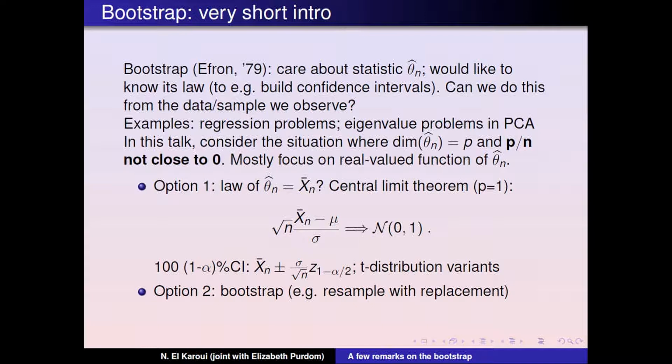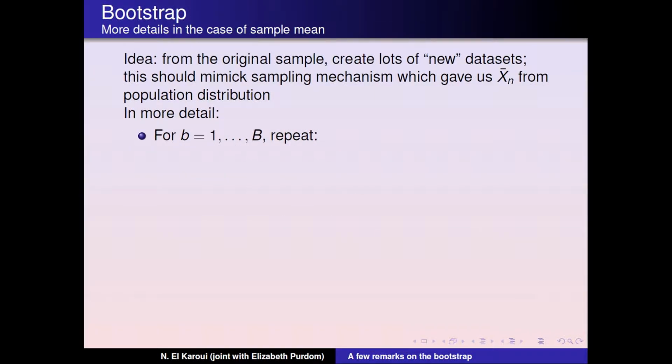I'm sure pretty much everybody is familiar with the Bootstrap, but the zeroth order version is this: if you want to know the distribution of the sample mean, either you can apply the central limit theorem, let's say in p equals 1 dimension, and you get this z interval, which tells you how far you are from the mean. Or you can bootstrap, so you resample with replacement. The idea is, of course, that you mimic the sampling distribution.